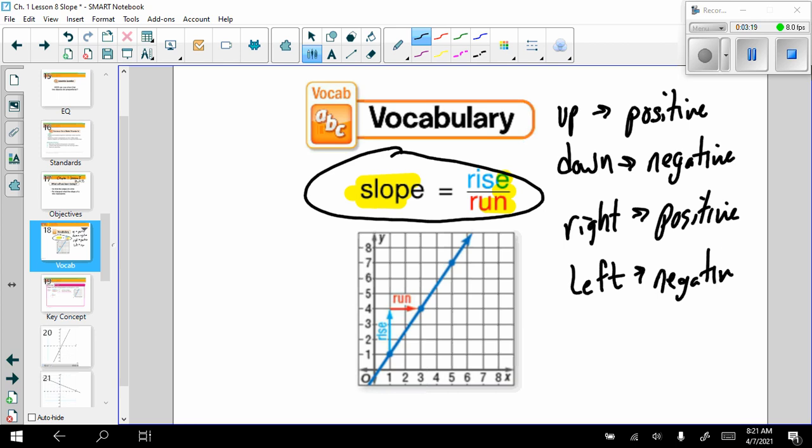So I want you to add those to your notes, okay, in your notebook under chapter 1, lesson 8, part B. I want you to add: up is positive, down is negative, right is positive, left is negative, along with the kind of method to the madness today, which is that slope is equal to rise over run, okay?